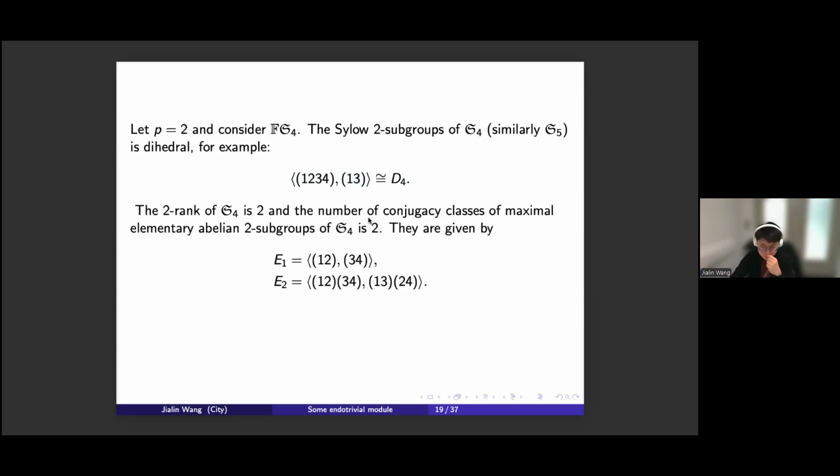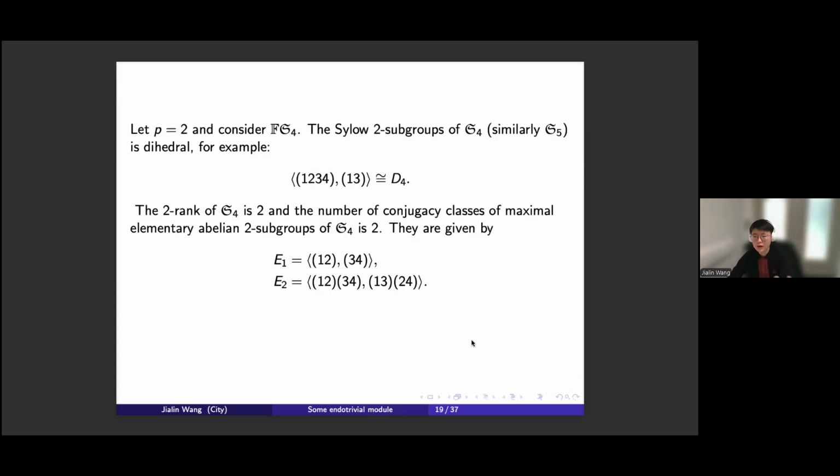The 2-rank of S4 is 2. And the number of conjugacy classes of maximal elementary abelian 2-subgroups is 2. So you get 2 different conjugacy classes of maximal elementary abelian 2-subgroups. One is generated by the permutation (1 2) and the permutation (3 4). And another one is generated by (1 2 3 4) and (1 3 2 4).